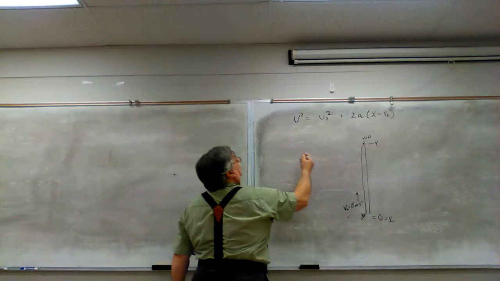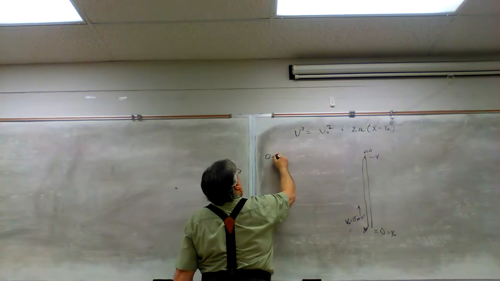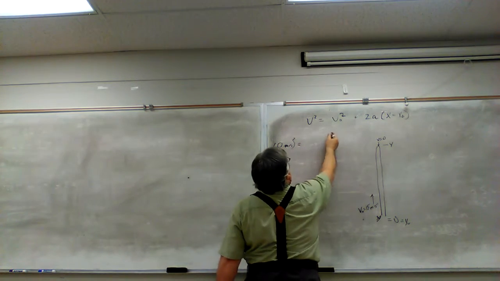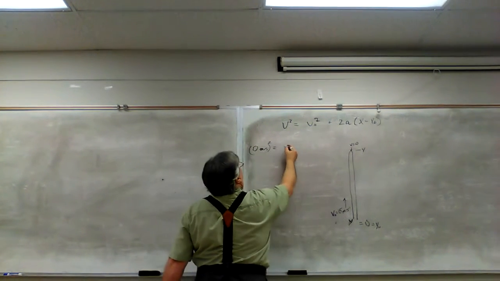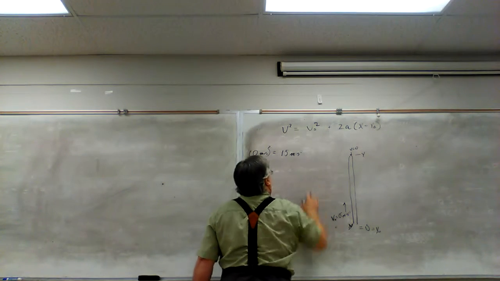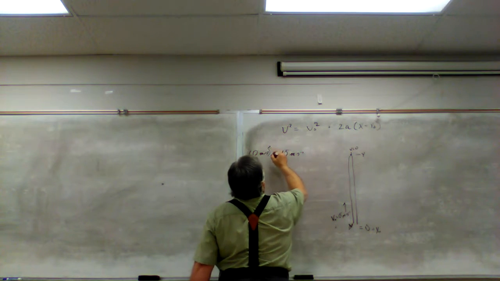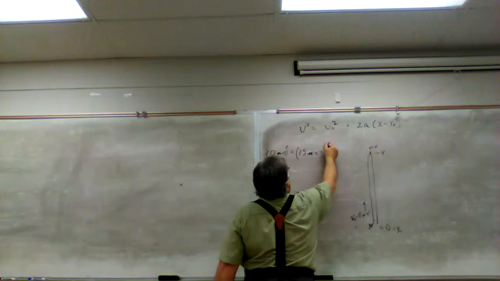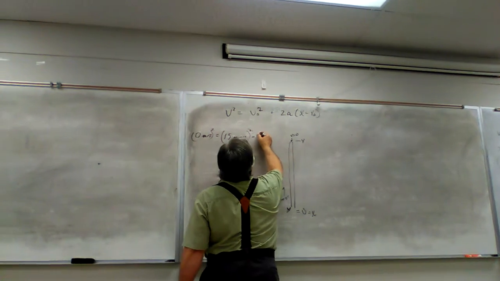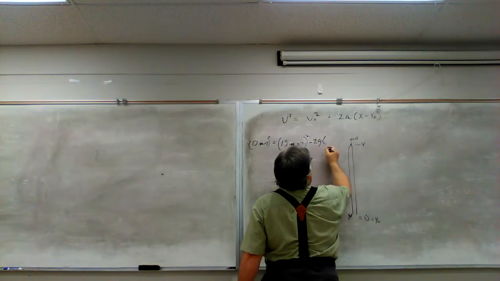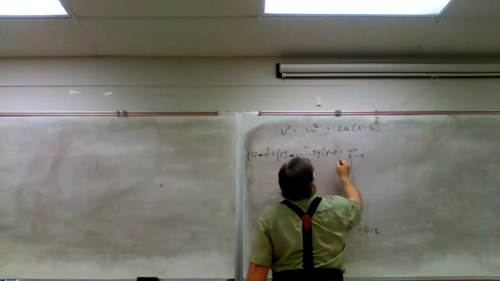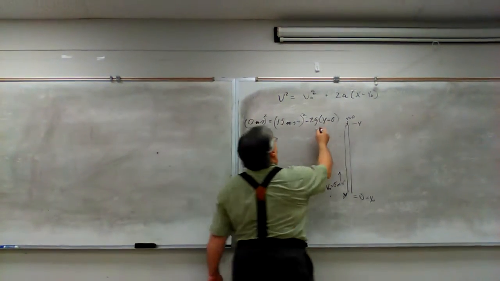We're still looking for the point when v is 0, so 0 meters per second squared equals the initial velocity, 15 meters per second, squared, minus 2 times g times y minus y naught equals 0. Okay? This is a g.